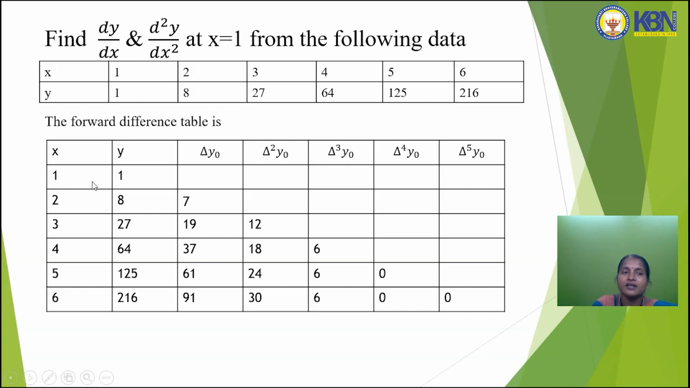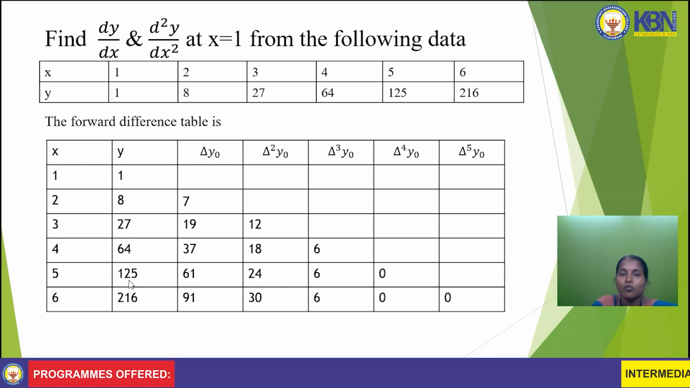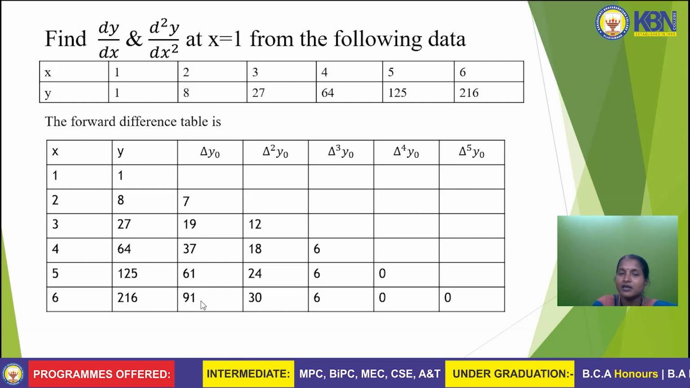Now we can calculate. Here x values are 1 to 6, so we are getting up to 5 differences: first, second, third, fourth, fifth. First we calculate the first difference, that is y1 minus y0. 8 minus 1, 7. 27 minus 8, 19. 64 minus 27, 37. 125 minus 64, that is 61. 216 minus 125, that is 91.